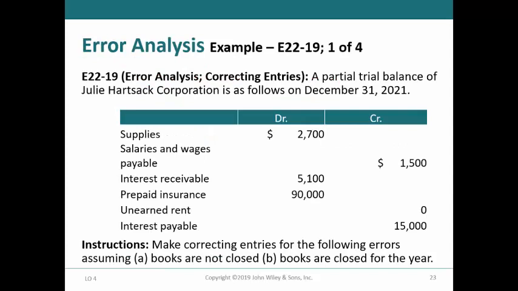To illustrate correcting entries before and after books are closed, we are given a partial trial balance for Julie Hartsack Corporation as of December 31, 2021. Notice that we have some amounts already recorded with debits to supplies, interest receivable, and prepaid insurance, and credits to salaries and wages payable and interest payable. In the next slides, we are going to be given information about errors that were made affecting this company, and we will be making entries to correct the books both before and after the books are closed.